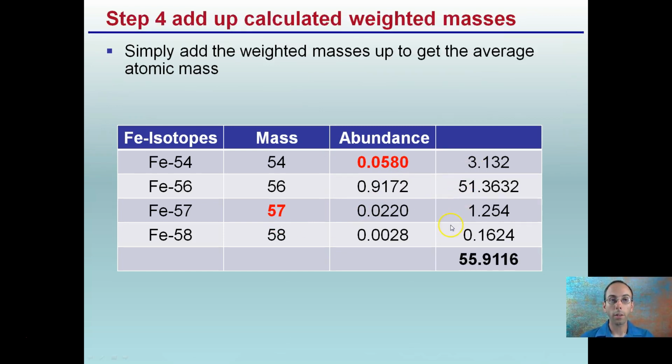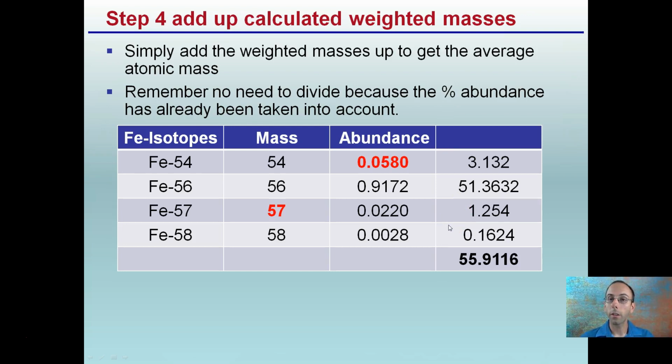We add these all together, and we have our calculated weighted mass here, by simply adding up the weighted masses to get the average atomic mass right here. This would be expressed in AMUs, or atomic mass units. Remember, there's no need to divide because the percent abundance has already been taken into account to generate our average atomic mass for iron, which would be 55.9116. You can look at a periodic table and you may not get the exact same answer, but it should be very close.